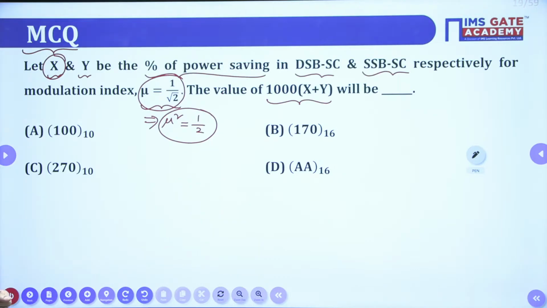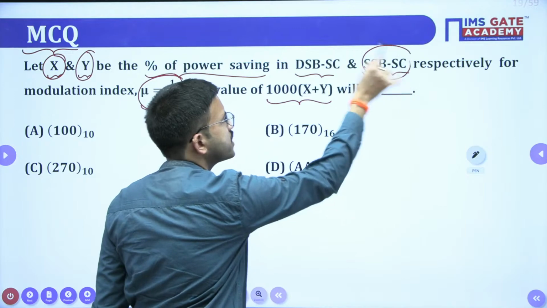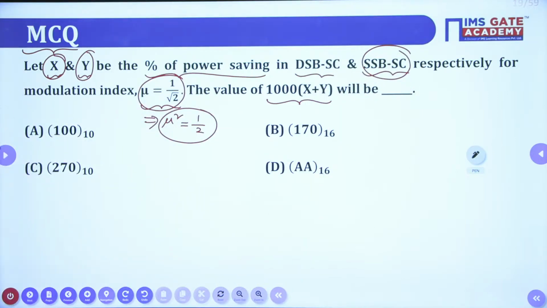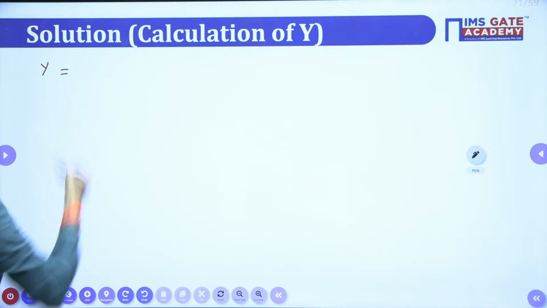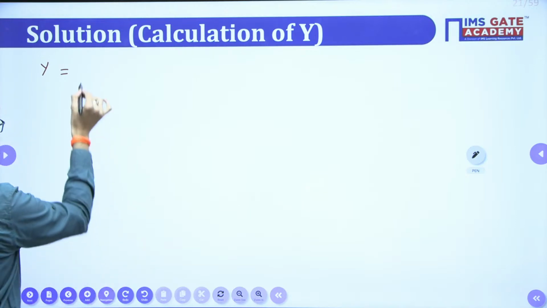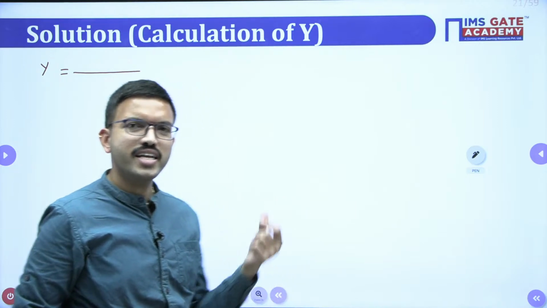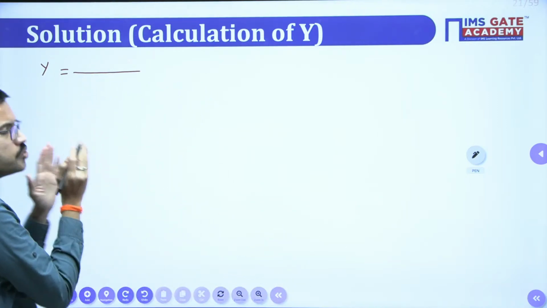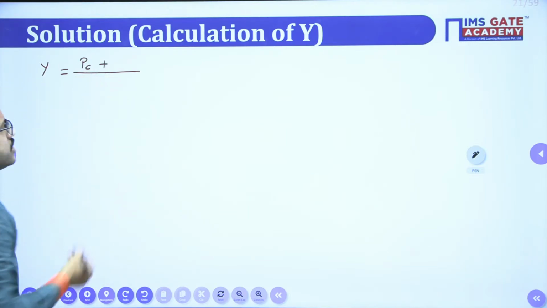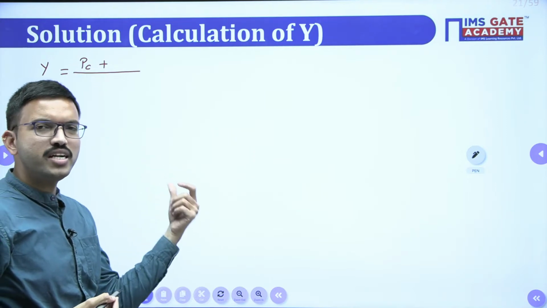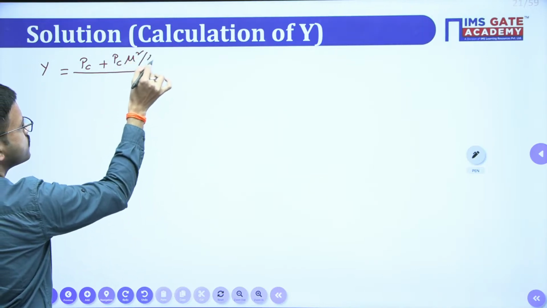Now what is Y? Y is nothing but the percentage of power saving in SSBSC. So as the name implies, in SSBSC, you are having only single sideband and the carrier is suppressed. So that means 2 amounts of power you have saved. One is related to carrier power and the other one is related to one sideband, either lower sideband or upper sideband, right? So PC into mu square divided by 4.